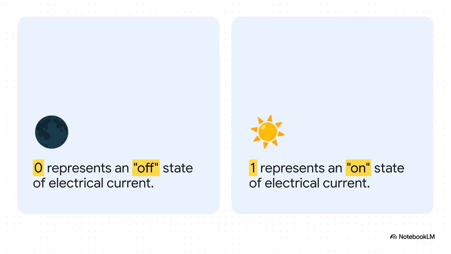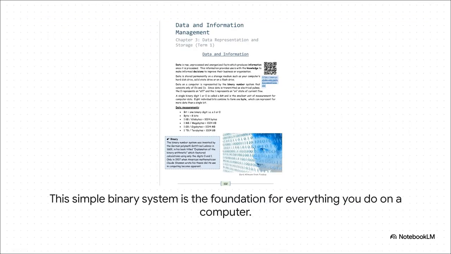So what in the world is a bit? Well, it can only be one of 2 things, just like a light switch. A 0 just means the switch is off. There's no electrical current flowing. And a 1? You guessed it, the switch is on. Current is flowing. That's it. Off or on. 0 or 1. This is the entire alphabet. Simple as that. And from these 2 simple states, everything is built.